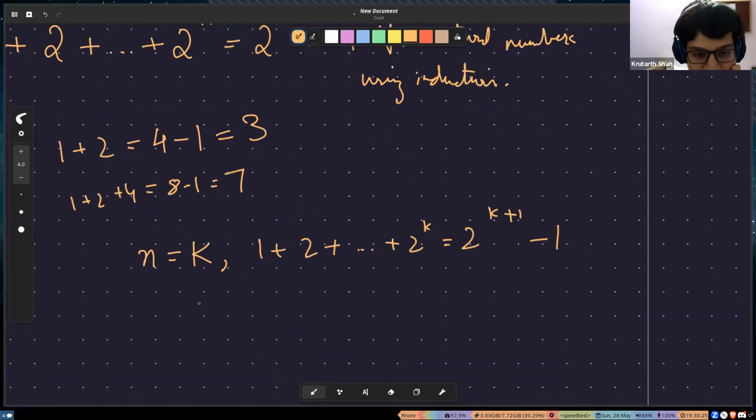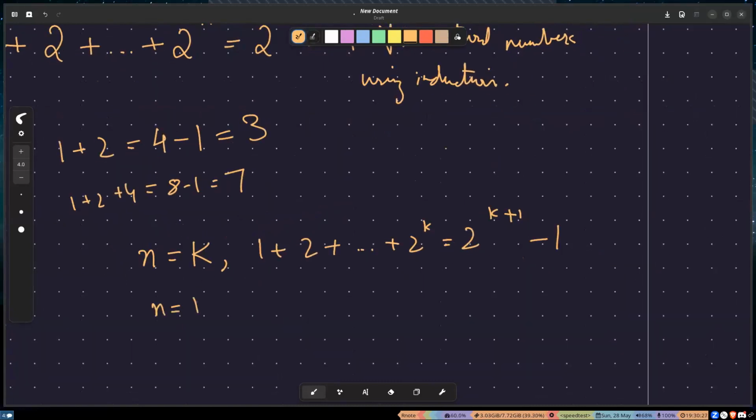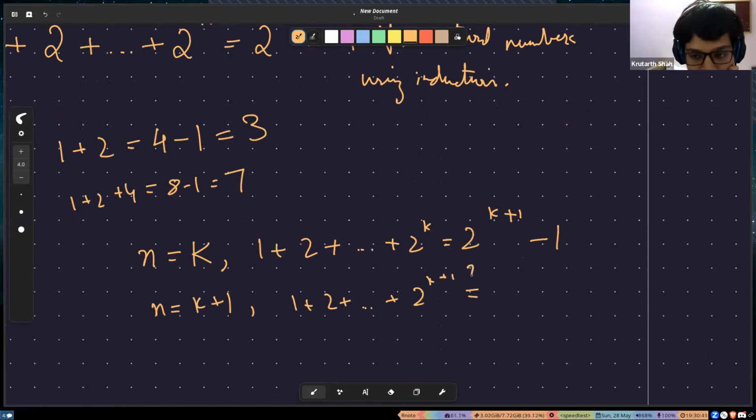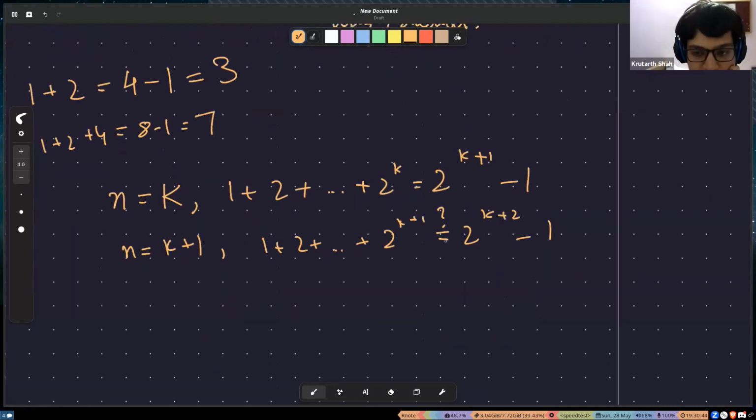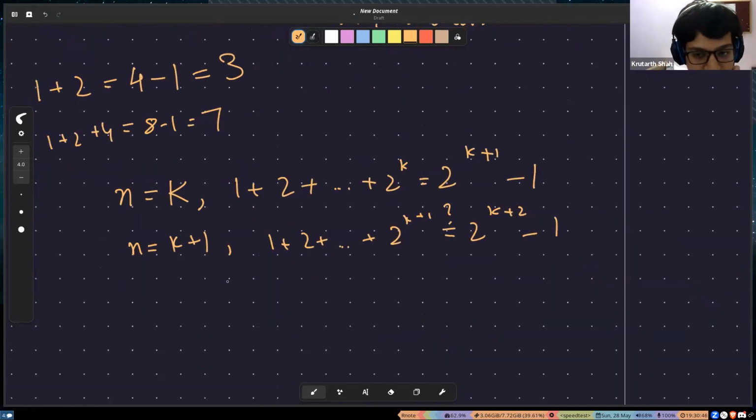Right. Now we have to prove for n equals k plus 1. For the left hand side, we have to prove 1 plus 2 plus up until 2 raised to the power k plus 1 is equal to 2 raised to the power k plus 2 minus 1. We have to prove this. Okay, so let's start with the left hand side.